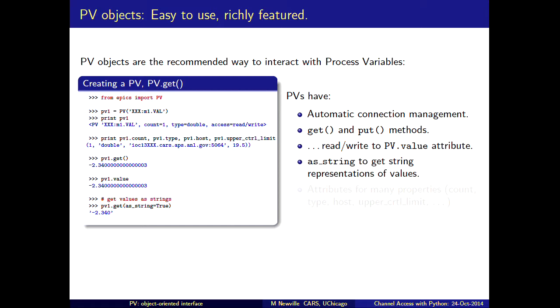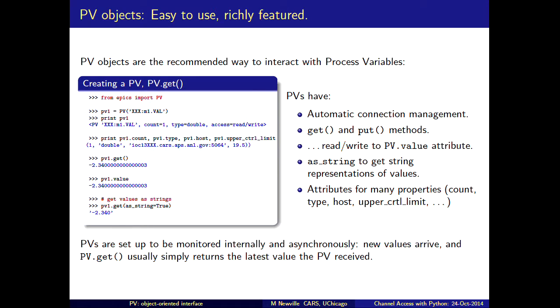Get also has the as string equals true option. If you do that, it will format it according to the precision of that PV and give a nice string representation of the value. And there are many attributes. Some are listed here. There are many more attributes like those listed in CA info, for all of the other control limits and control parameters for the PV.